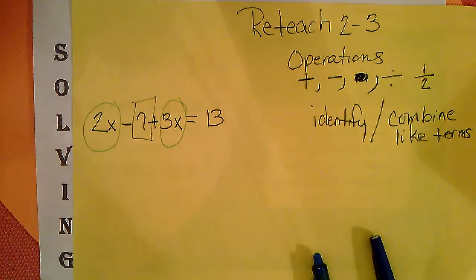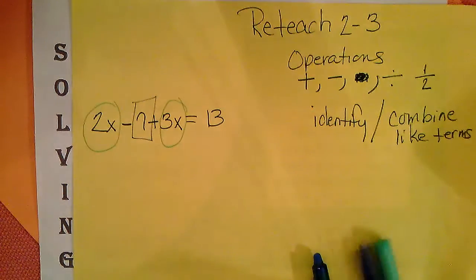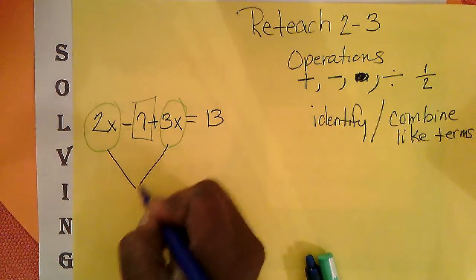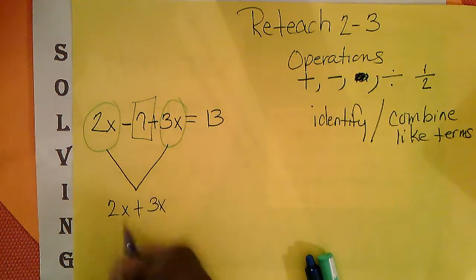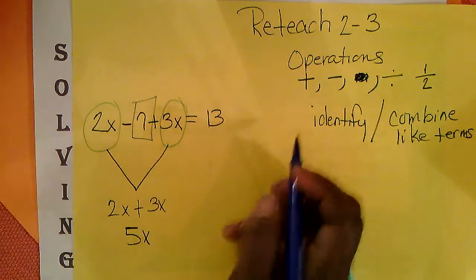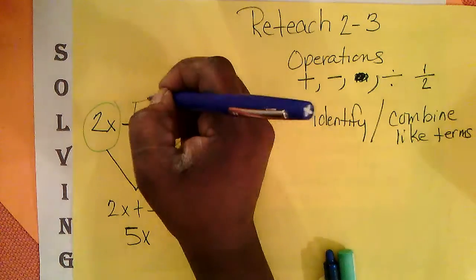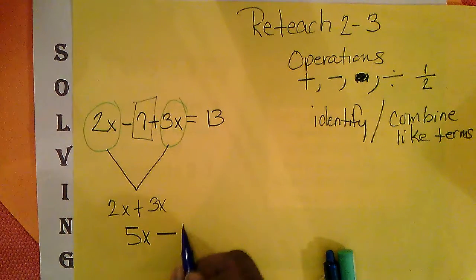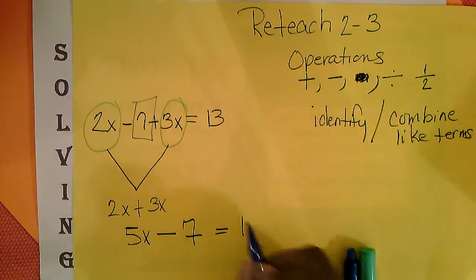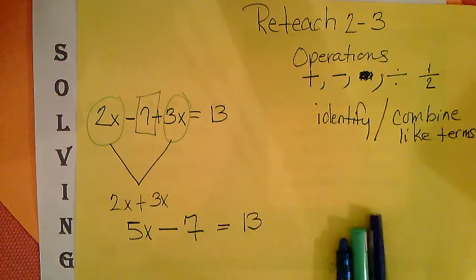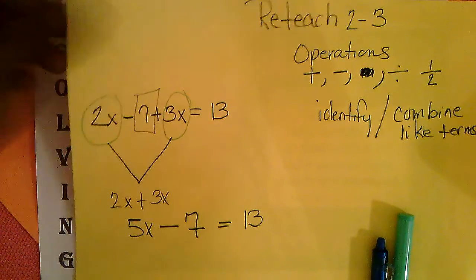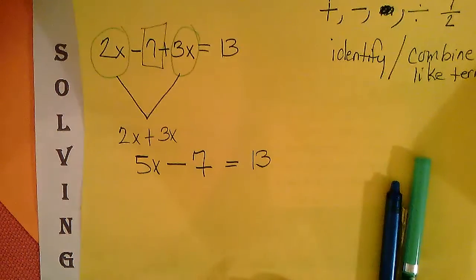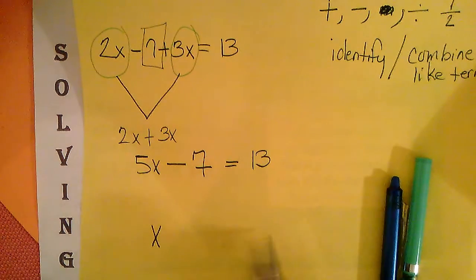So I'm going to combine my two x's, which is 2x plus 3x, which gives me 5x. That leaves me with my minus 7, so I'm just going to go ahead and bring that down. Bring down my 13 and solve. So we know that we're solving for x. Our goal is to solve for x in this equation, and in solving for x, we need to get x by itself.